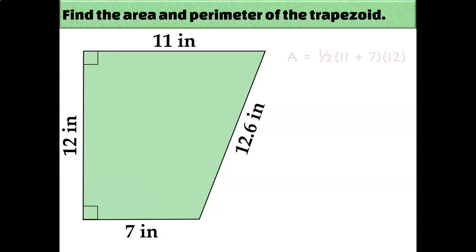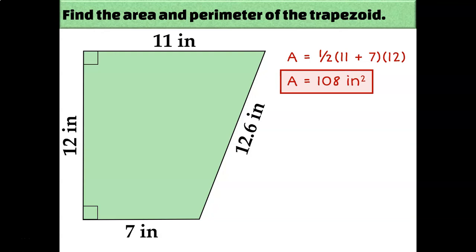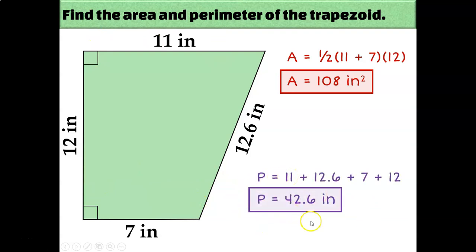So let's fill in our formula. We have area equals 1/2 times base 1 plus base 2, so that's 11 plus 7, times 12, because that's the height. And I would just type that straight into the calculator and get an answer of 108 square inches. And then for the perimeter, there's no special formula for that, you just add up all 4 of the sides, so my perimeter is 42.6 inches.